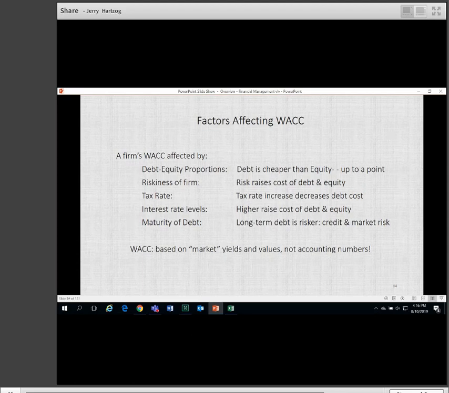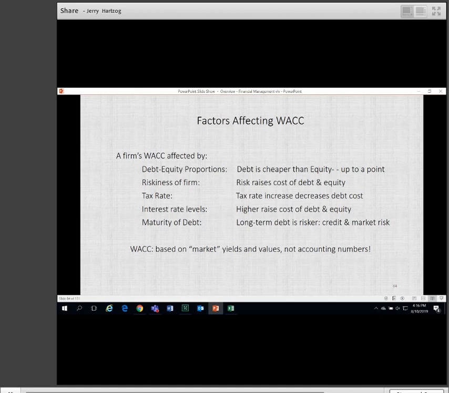The tax rate. Actually, it's kind of counterintuitive, but the tax rate, if it increases, decreases debt cost. Think of it this way. If the tax rate is 20%, that means that the federal government is paying 20% of the interest cost and the corporation is paying 80%. If we increase the tax rate up to 40%, that means that the government is paying 40% of the cost and the corporation is only paying 60%. So for the corporation, their share of the interest expense would drop from 80% down to 60%.